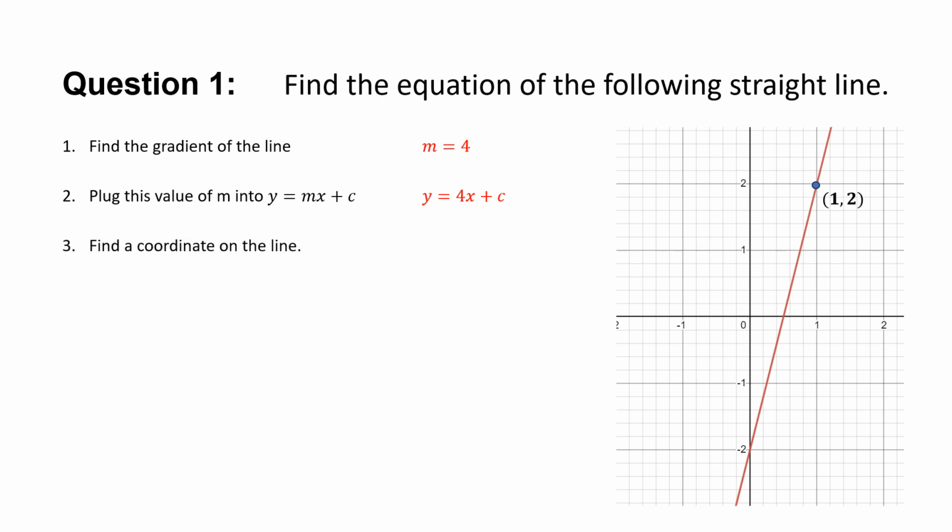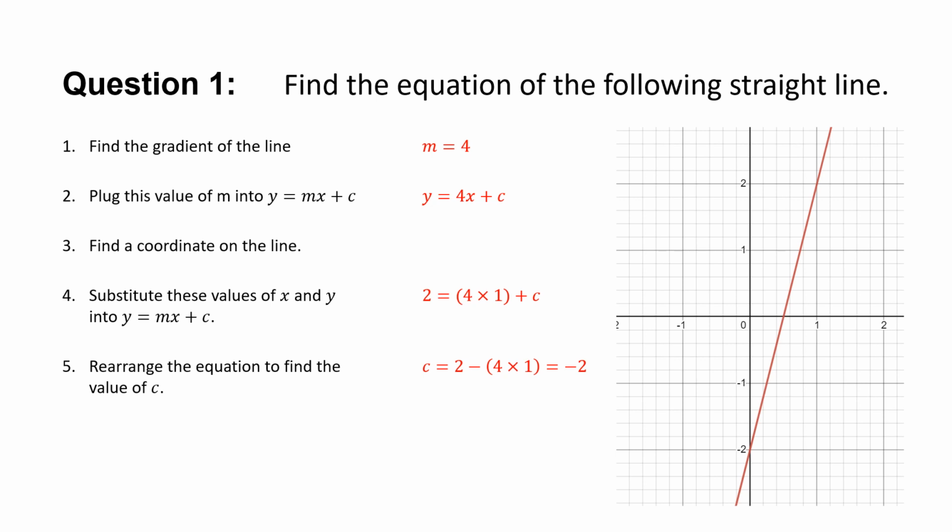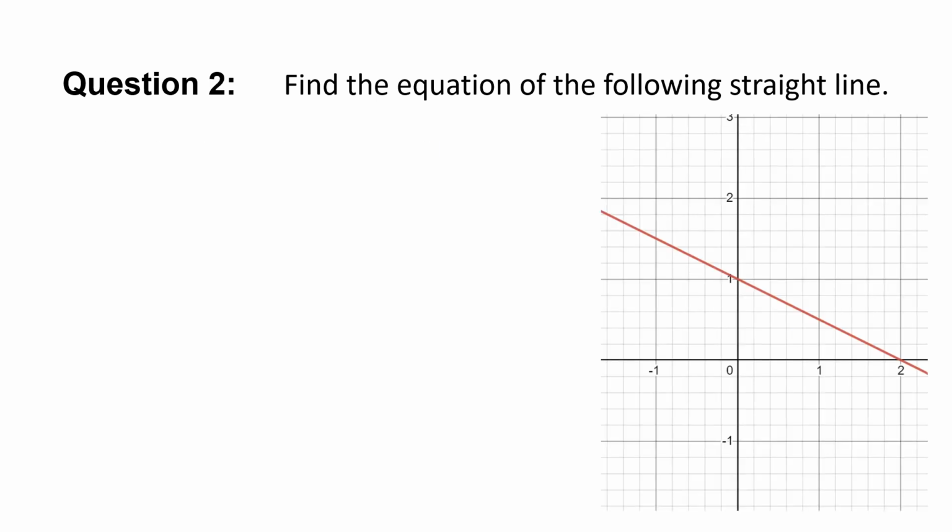Now we're going to identify a coordinate on the line. So I'm going to use this (1, 2) coordinate. I'm going to substitute these values of x and y into y equals mx plus c. So this becomes 2 equals 4 times 1 plus c. I'm going to rearrange the equation to find the value of c. So we get c equals 2 minus 4 times 1, which equals 2 minus 4, which is minus 2. Then our last step is we're going to write out this with our values of m and c. So the equation of this straight line should be y equals 4x minus 2. And now we have question 2.